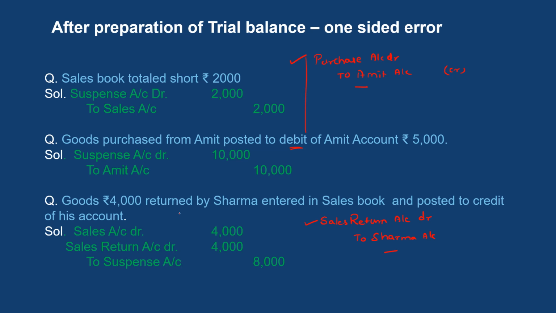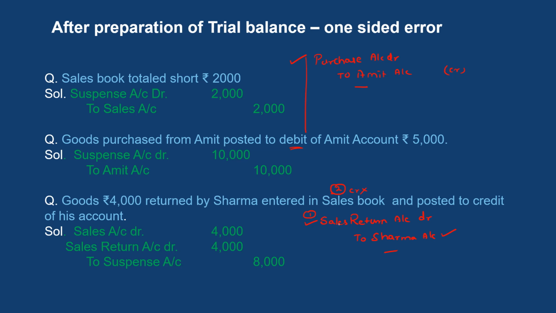So what has happened? They have entered it in sales book. So sales return effect has not gone. One noted. Second, by mistake it has gone to the sales account. So that sales credit, in sales book, it will go to the credit of sales. That is wrong, so that has to be nullified. So one here, two this. This credit has to be nullified. And third, posted to credit of his account. It has been posted to credit, so there is no problem here. Credit effect has gone correctly to Sharma account. So the only problem is in sales and sales return account.